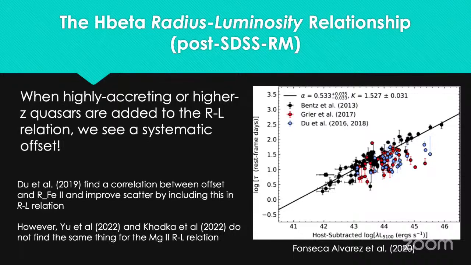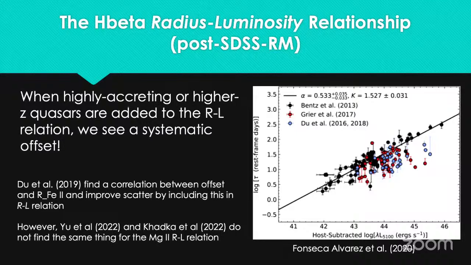And another team, about the same time, so Du et al. in 2019, actually they started pointing this out earlier than that. They started observing a whole bunch of very high accreting quasars, and their AGN were falling below the relationship too. So now all of a sudden, we were looking at a much larger population of quasars, and the radius-luminosity relationship was starting to look really messy. And we were like, oh no, what are we doing wrong?